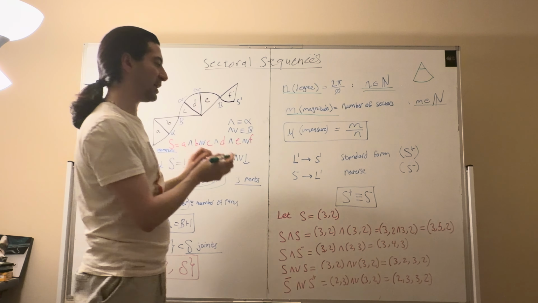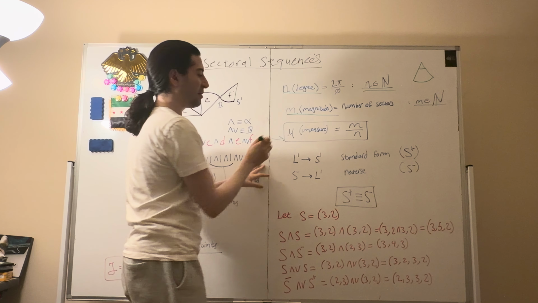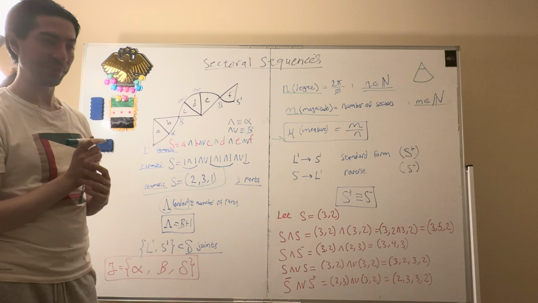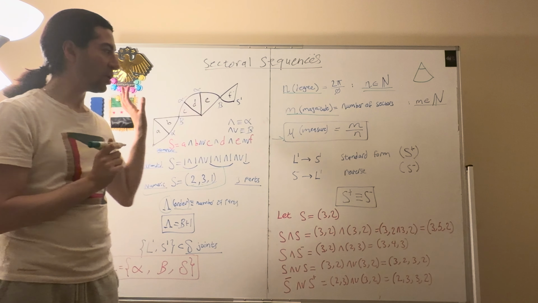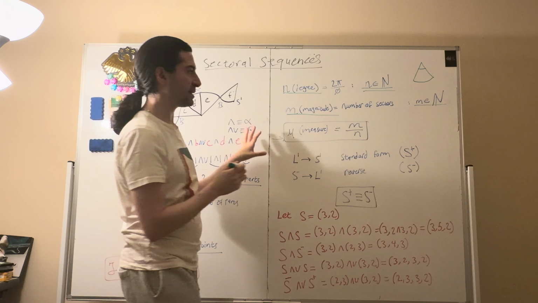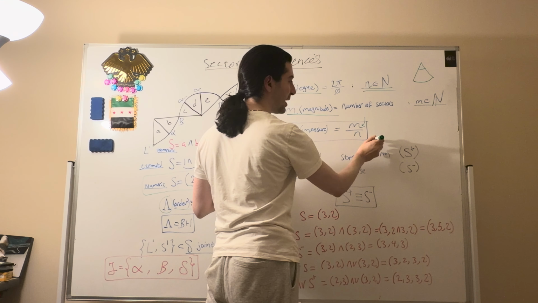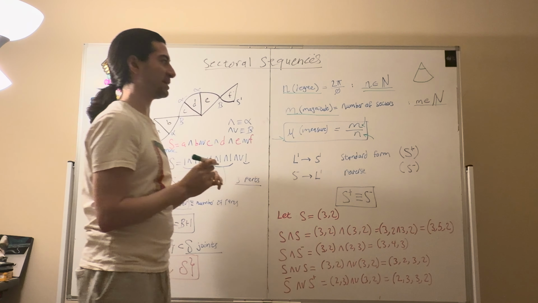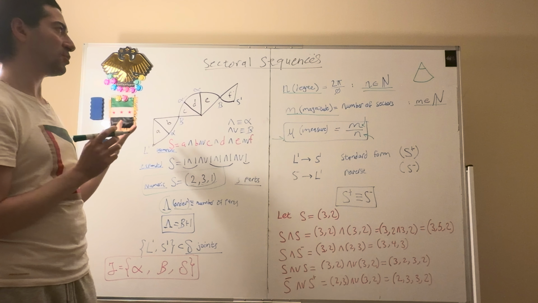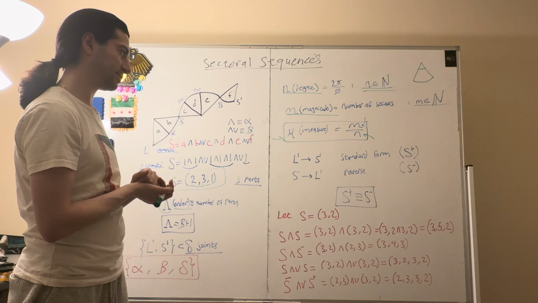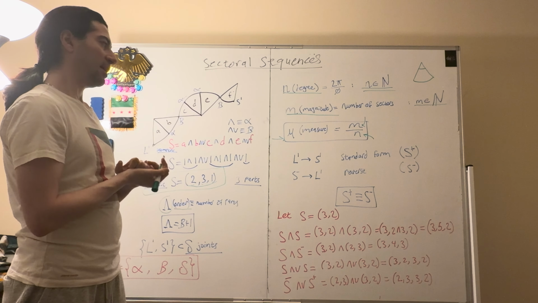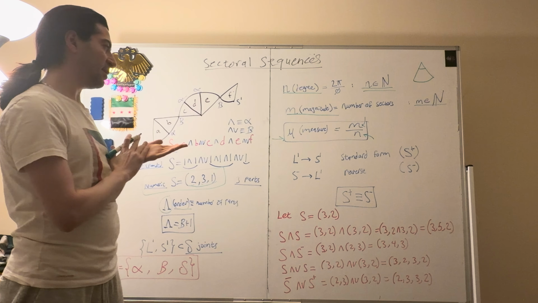Now, finally, we have the measure of a sectoral structure. We will use the Greek letter mu, and the measure is m divided by n, which is the magnitude of the sequence divided by the degree of the sequence. Let's define one more thing.